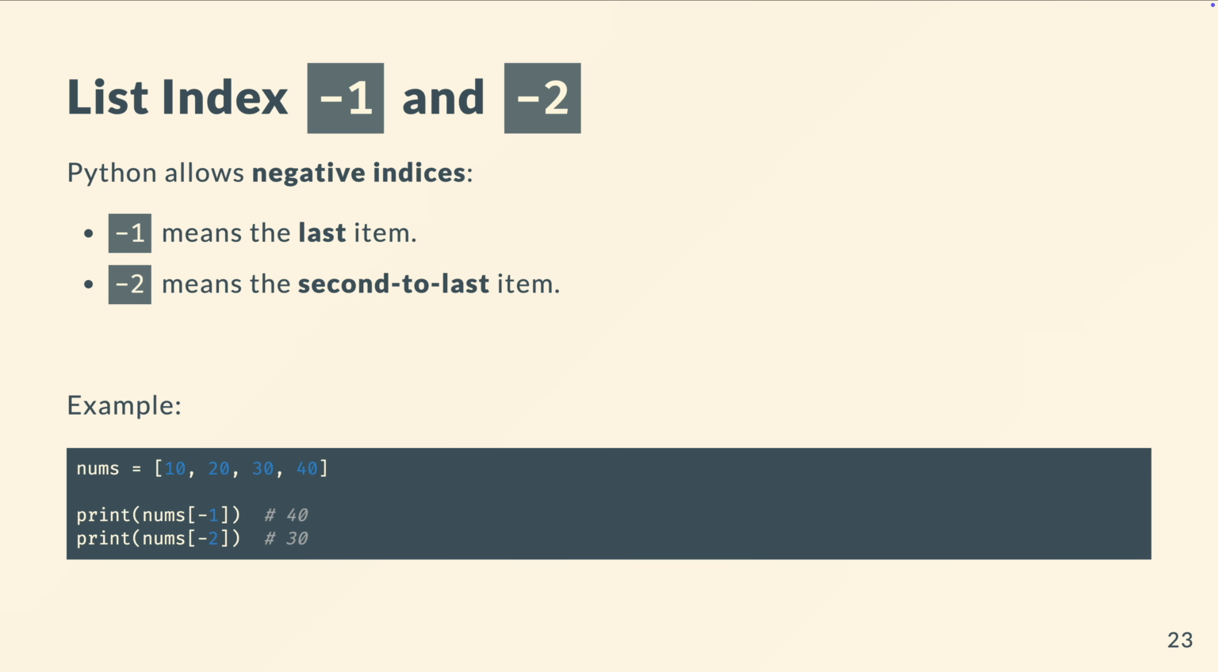Python also allows negative indices. Index -1 means the last item in the list. Index -2 means the second to last item in the list. In the example list 10, 20, 30, 40, the last item is 40, so index -1 gives 40. The second to last item is 30, so index -2 gives 30.